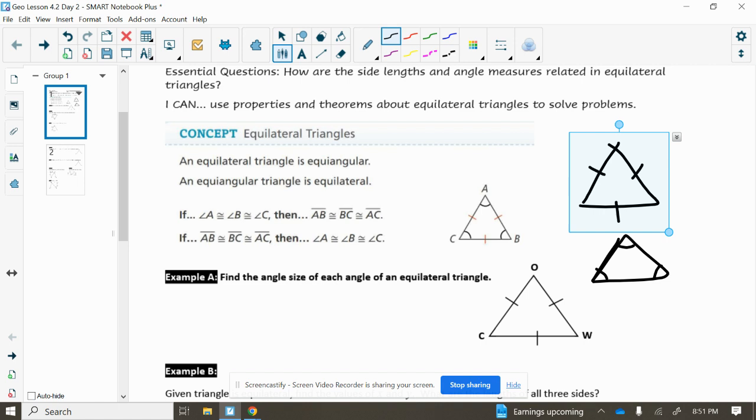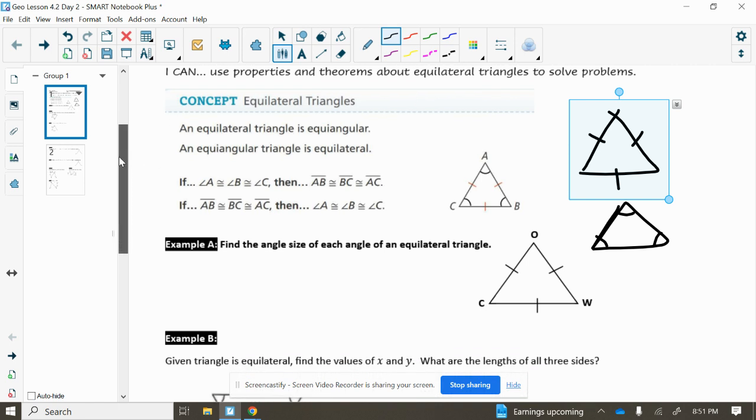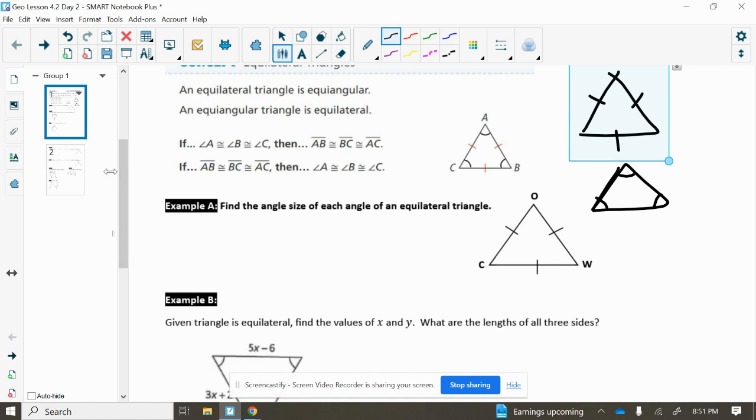So, for instance, in an equilateral triangle, we know for sure that the angle measures will always be the same amount because they have to be. If we divide up the 180 degrees that are in that triangle by 3, we know that each angle in an equilateral triangle is always going to be 60 degrees. You also will see that an equilateral triangle is called equiangular for that fact.